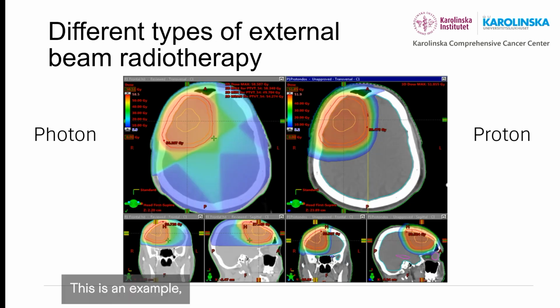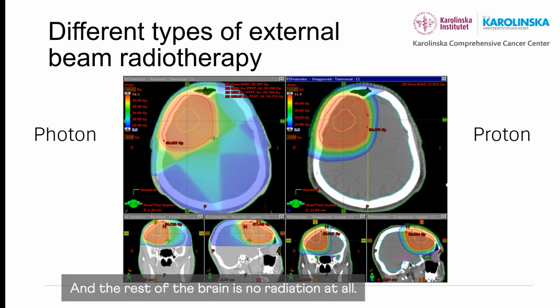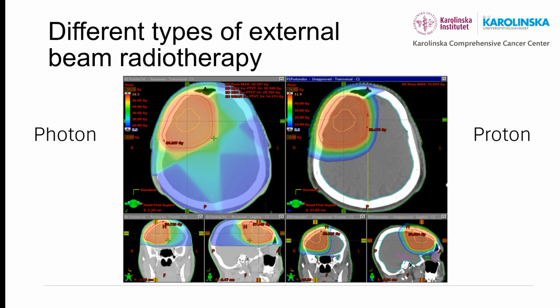This is an example of comparing a proton treatment plan with a photon treatment plan of a brain tumor. So looking here at the proton treatment plan, we're trying to irradiate this pink line. And you see here there's a nice high dose, the orange-red, that is conformal to this tumor, and it's only a brim of the lower doses around this, and the rest of the brain gets no radiation at all.